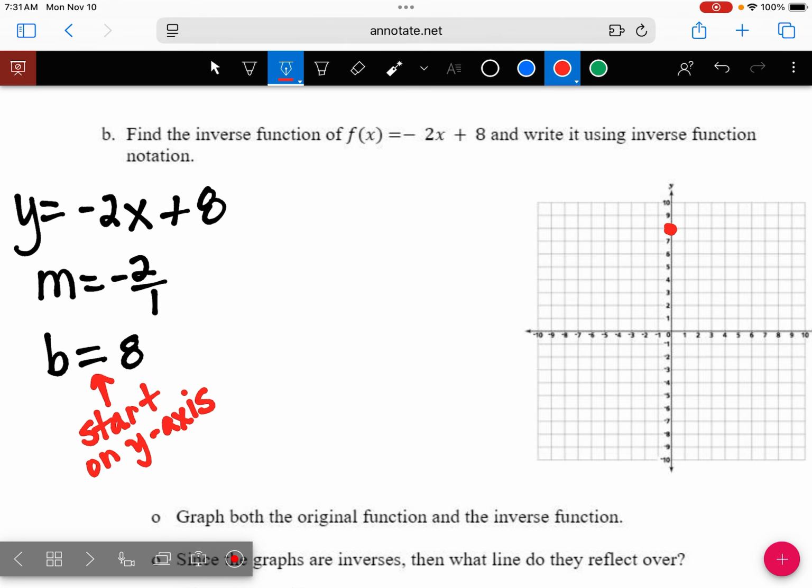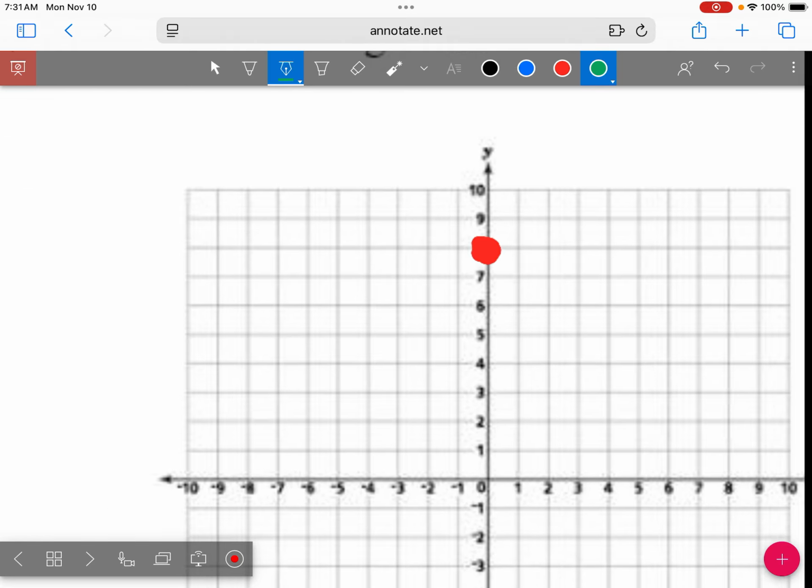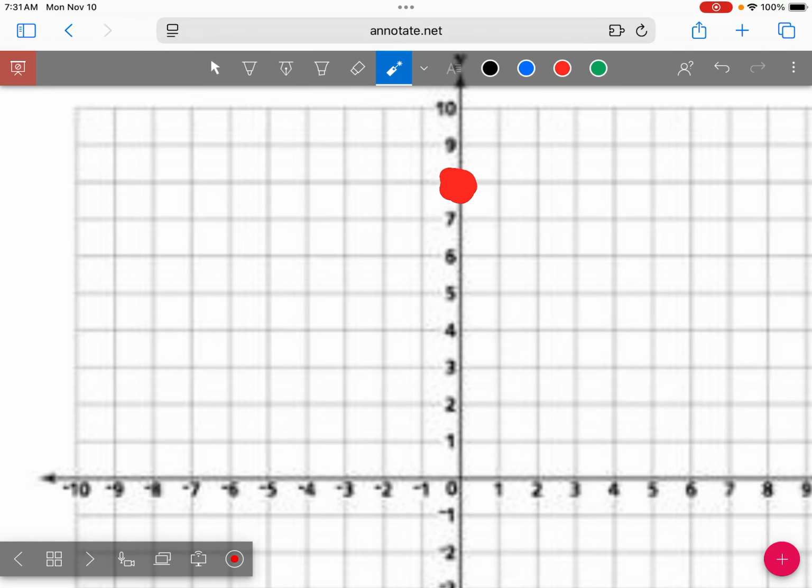Now, because my slope is negative, this means I'm going to go down 2 and then right 1. That's the motion I'm going to go. Starting from that red point. So from this red point, I want you to go down 2, hop, hop to the right 1, put a point right there. Repeat. From that point, hop down 2, 1, 2, go to the right 1, put a point right there.